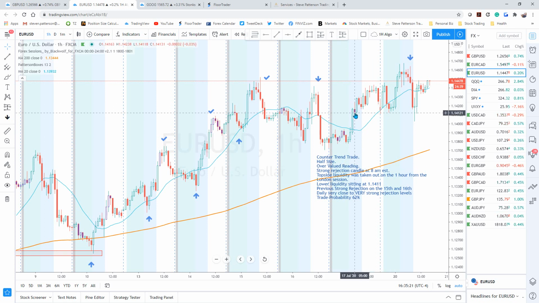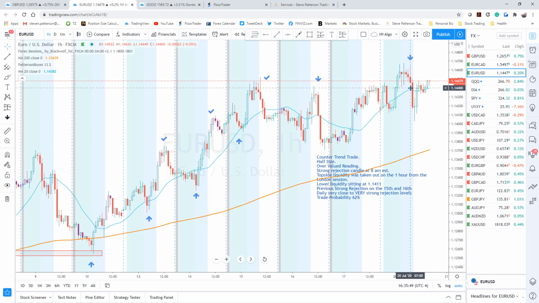Now you might say, Steve, well, it was overvalued here. Well, if it was overvalued there, it's even more overvalued here, and it's even more overvalued here. So especially counter trend trades, what I really like to do is get double or triple overvalue readings. So when this candle structure came in here, all I'm looking for is a candle that closes in the bottom 10%.